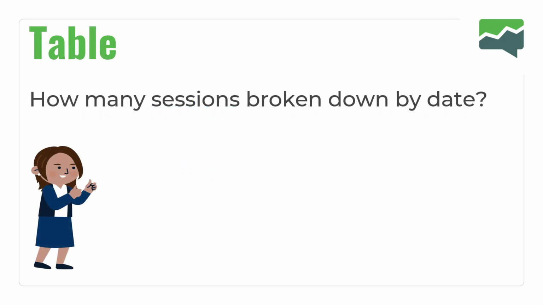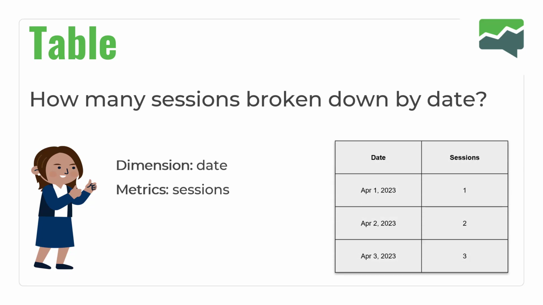So before we visualize it, throw a bar chart up, a pie chart up, let's just talk about the table, okay? How many sessions broken down by date? Your dimension is date, your metric is sessions, and voila, you have a table with the dimension date and the metric sessions. And you get that table, and as you can see, our metric session is grouped by each date. April 1st, we had 1 session. April 2nd, we had 2 sessions. April 3rd, we have 3 sessions, right?